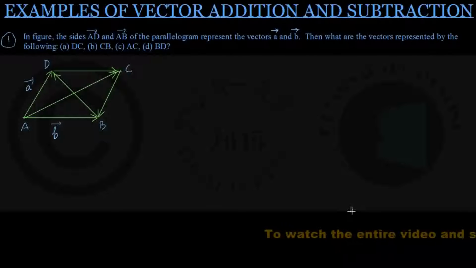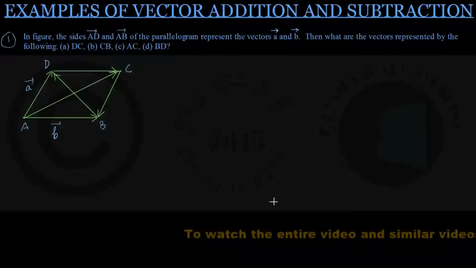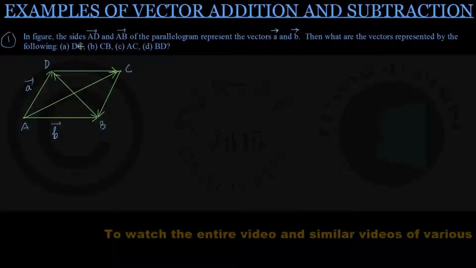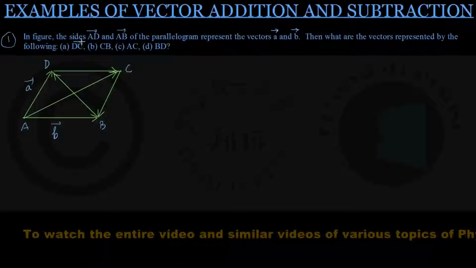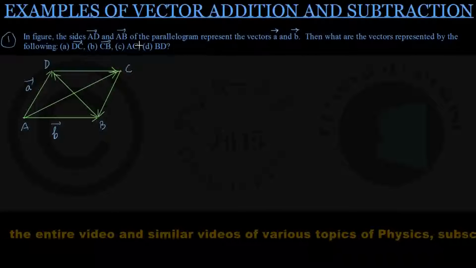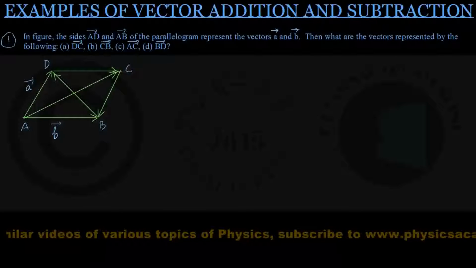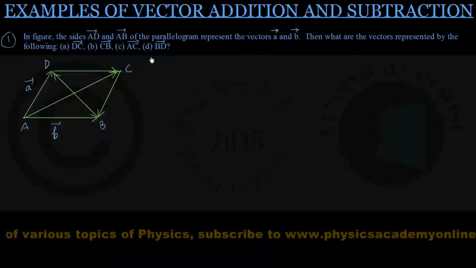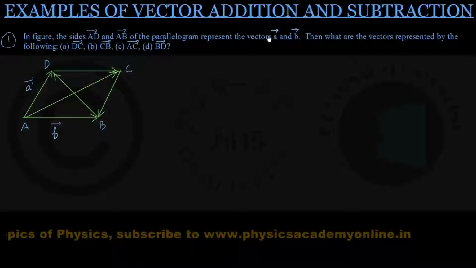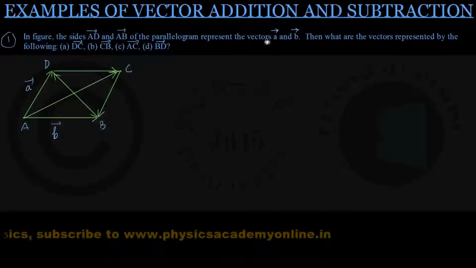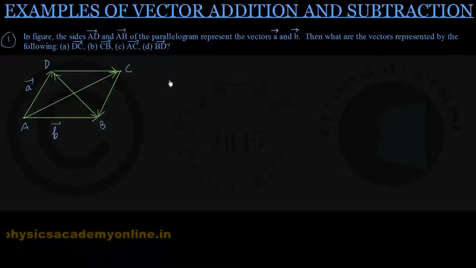Then what are the vectors represented by the following? And each of them will have an arrow on top of that. The DC, CB, AC and BD, as you can see from the figure, they must represent either a single vector or their combination in some way, plus or minus, and that is our task to do using whatever you have learnt about vector addition and subtraction. So let's start with the first part of the problem.